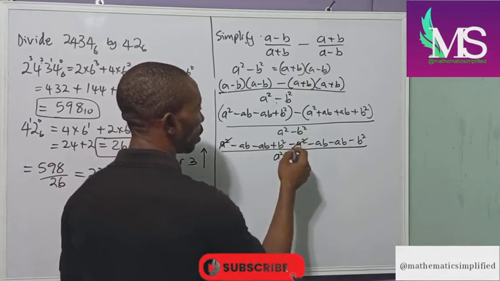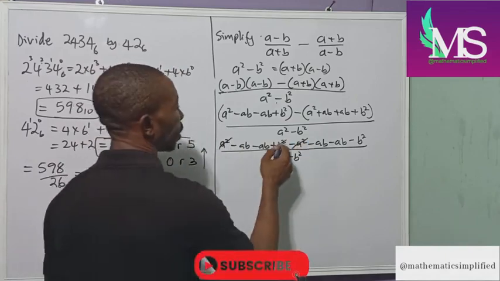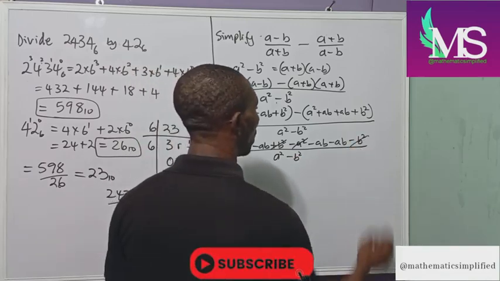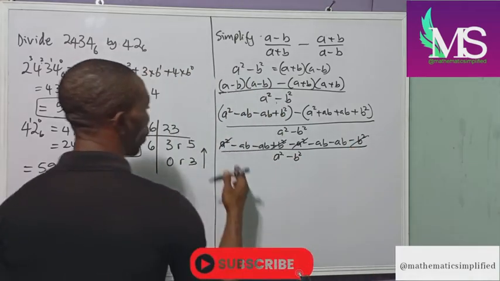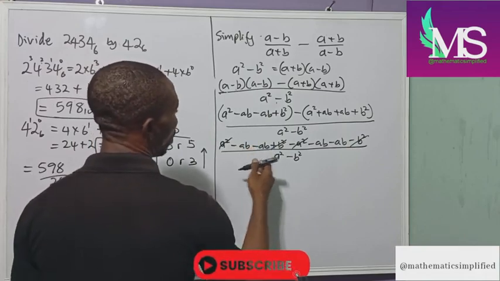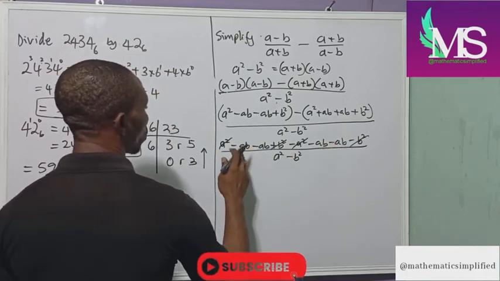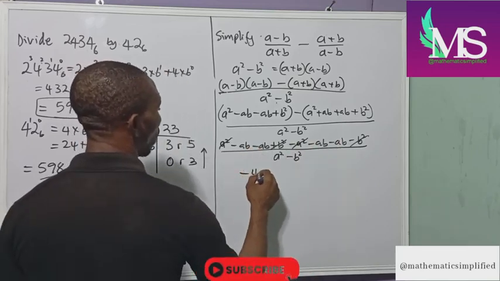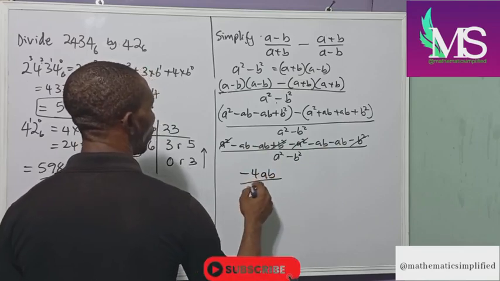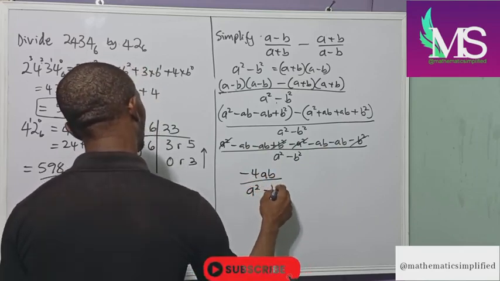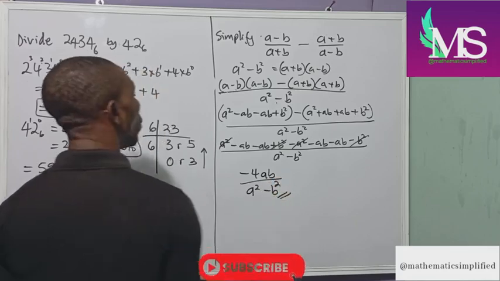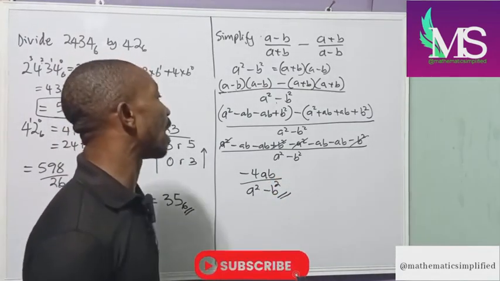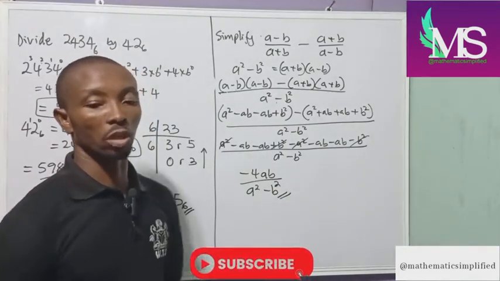Positive a, we cancel the negative a squared. Positive b squared, we cancel negative b squared. So now we have negative ab, negative ab. So this becomes 1, 2, 3, 4, which will become minus 4ab all over a squared minus b squared. Now, with this, we've simplified this equation.